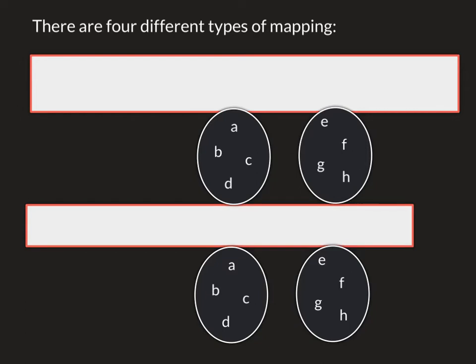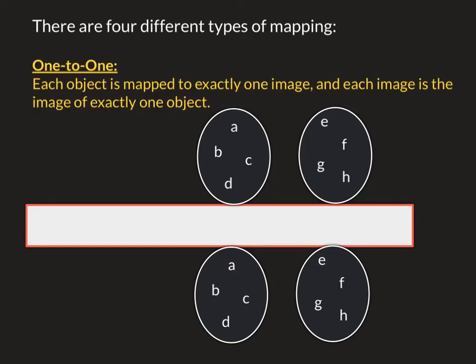The first one is a 1-to-1 mapping. In these, each object is mapped to exactly 1 image, and each image is the image of exactly 1 object. It gets quite fiddly with the wording, but these diagrams sometimes help, so please copy this diagram down as well. This is a mapping diagram. On the left, we've got our inputs, what we would call the domain, and on the right is what is going to come out of this, the range. Those are our outputs.